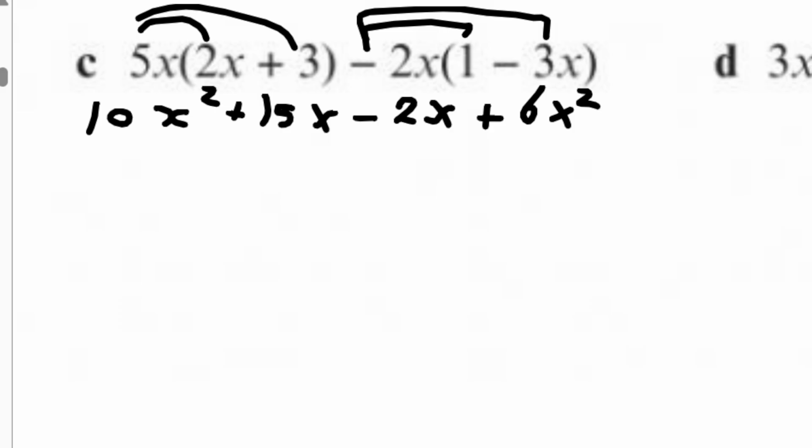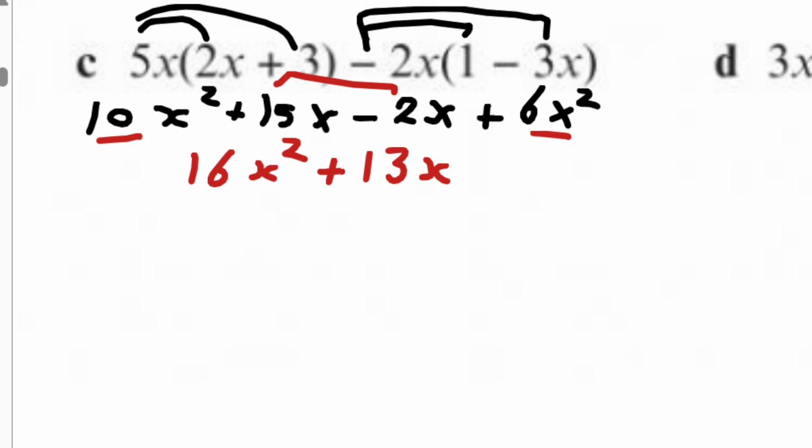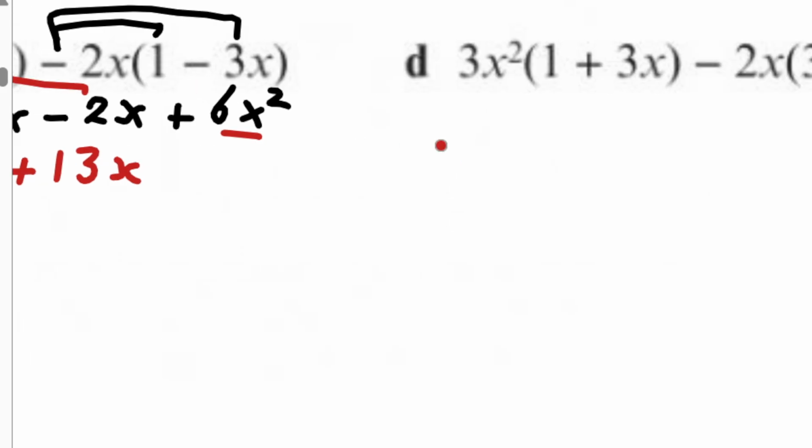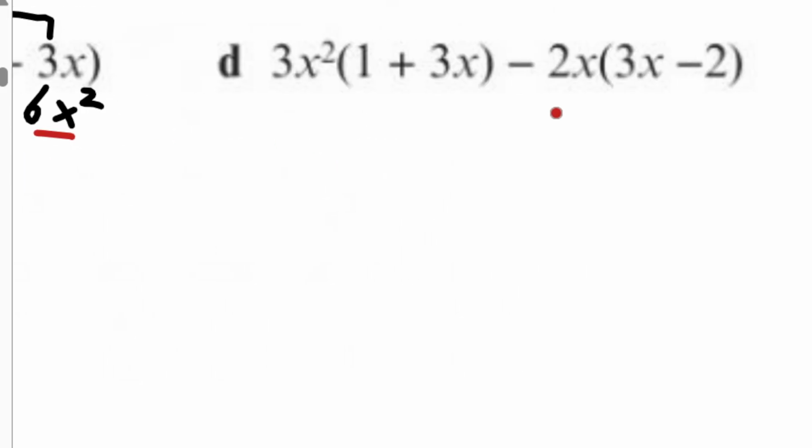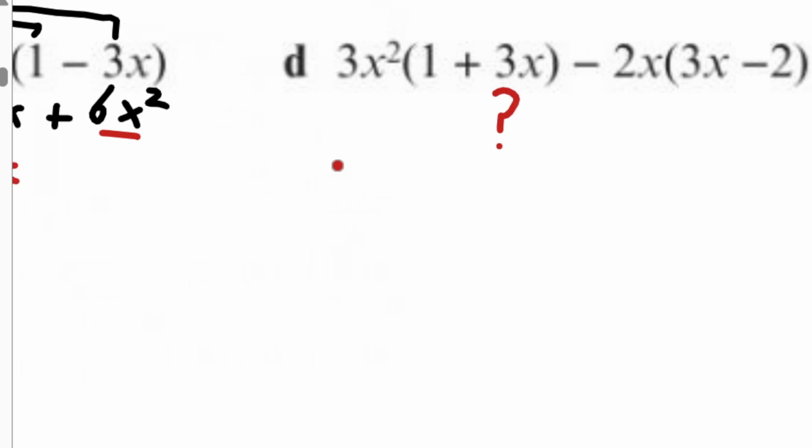This is the tricky part here. The minus and minus should be positive. Many students forget about that. Now collect like terms. 6x squared and 10x squared make 16x squared, and then 15x minus 2x is 13x. And that's your lovely full mark. Now, question D, it's yours. Please try this one and comment your answer. It's just a copy of what I did.